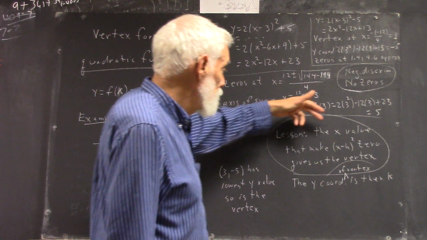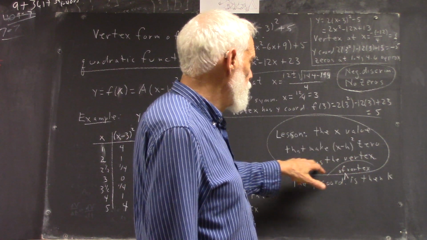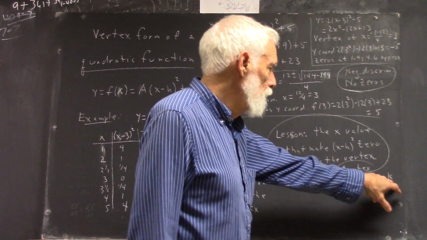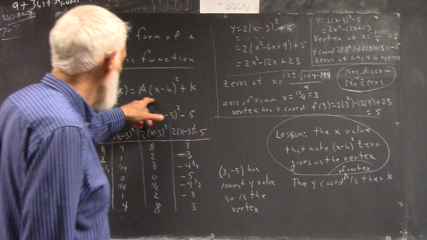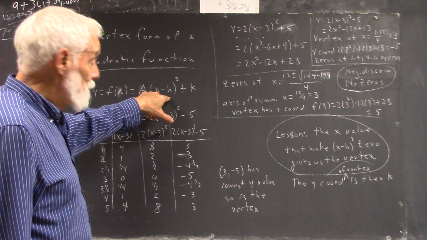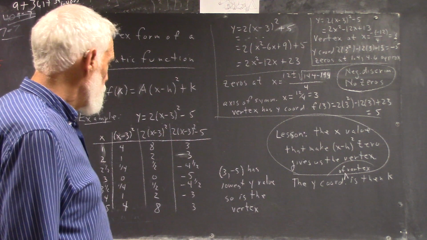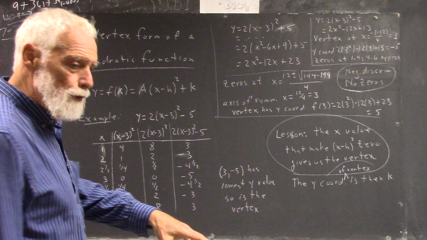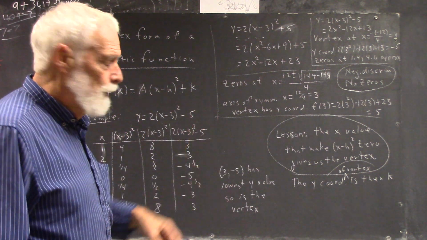So the lesson is the x value that makes (x minus h) squared zero gives us the vertex. And of course the y-coordinate of the vertex will then be k, because whatever number makes the x minus h zero makes all this zero, and you're left with k. And now we're going to check to see if that's really the vertex using the procedure we already know very well with the quadratic formula.